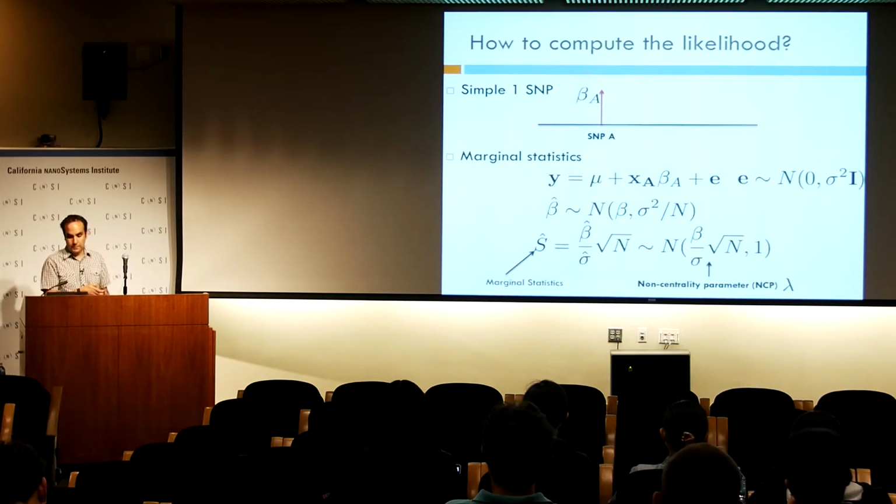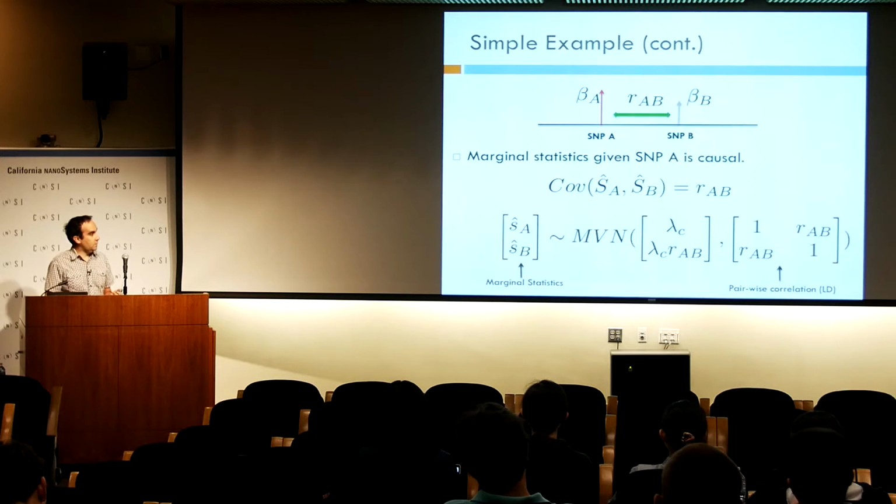So how do we compute the likelihood? Basically, it's pretty straightforward. Statistics follow a normal distribution with mean and variance if we use z-scores. And pairs of statistics follow a multivariate normal distribution, and their correlation can be modeled based on the correlation of the actual SNPs that you can compute.